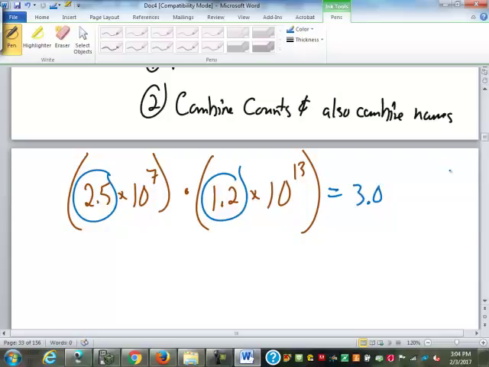3 or 3.0. Now we're going to also combine the names. So remembering what we learned about powers, what's 10 to the 7th times 10 to the 13th? When we're multiplying, we do what with the powers? Add them. 7 plus 13 makes 20. 20. Very good.